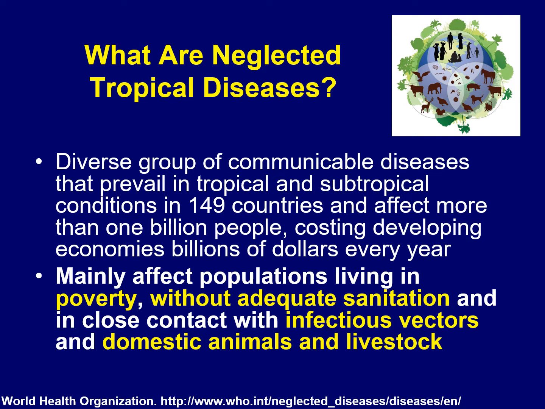And this poverty is also related to close contact with infectious vectors and domestic animals and livestock. So neglected tropical diseases really take into account animal health, human health, and environmental health. We'll see that these diseases have very complex life cycles, as we'll see with Chagas disease and cysticercosis. And really understanding these complex life cycles gives us ways to think about how to control and eliminate these diseases.